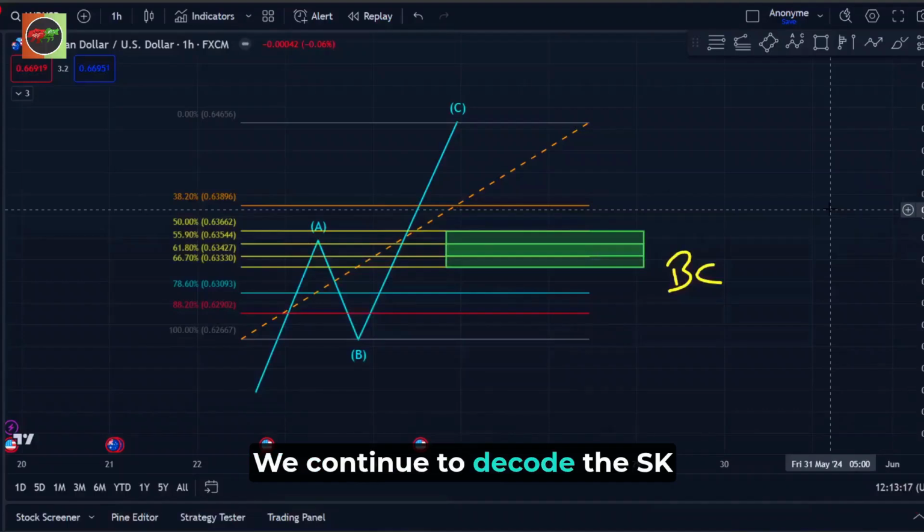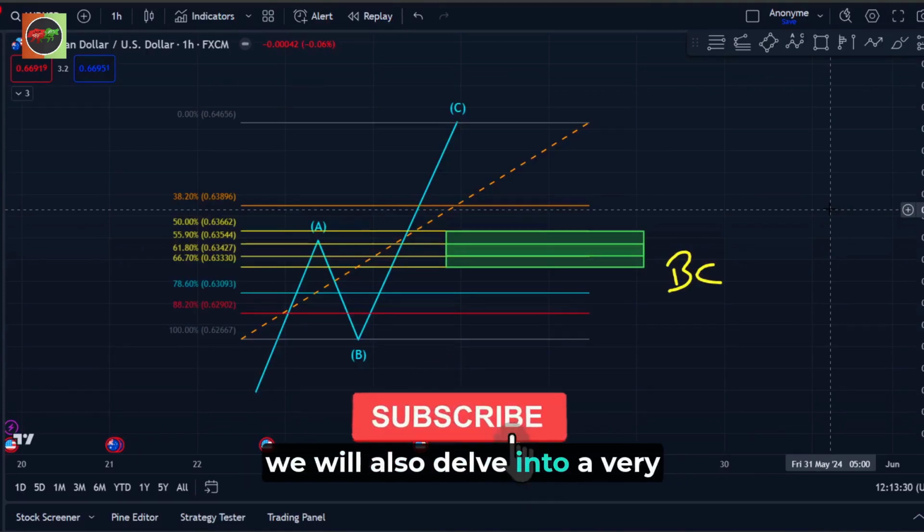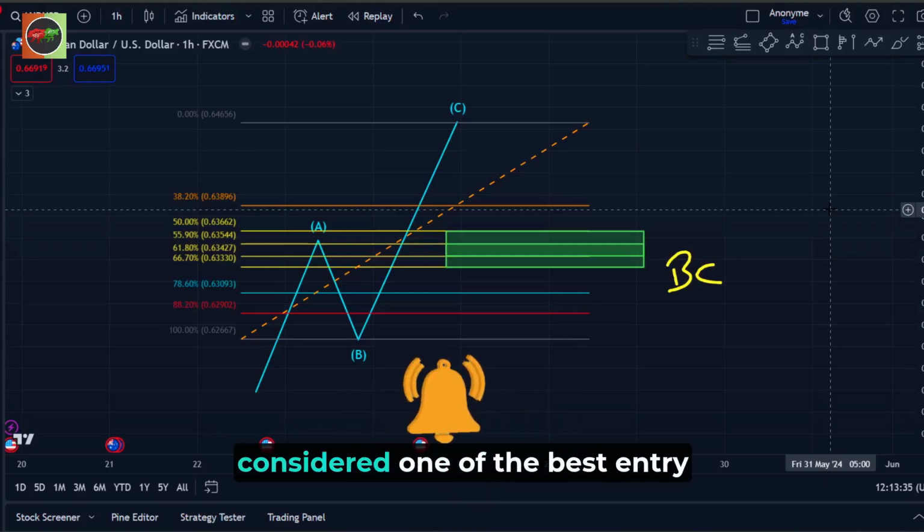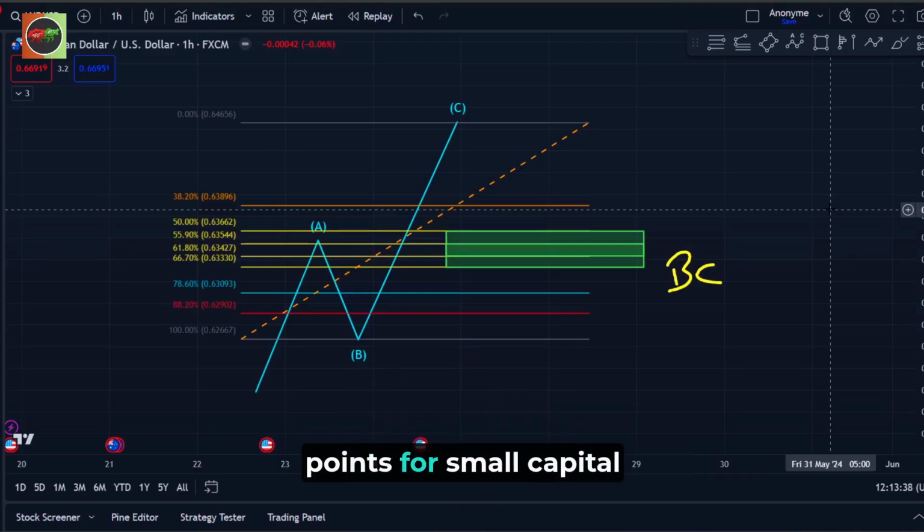We continue to decode the SK system strategy in this fourth episode. After we explored the WCL area in detail in the previous episode, today in this segment, we will also delve into a very important area similar to the WCL area, considered one of the best entry points for small capital holders, which are the BC areas.